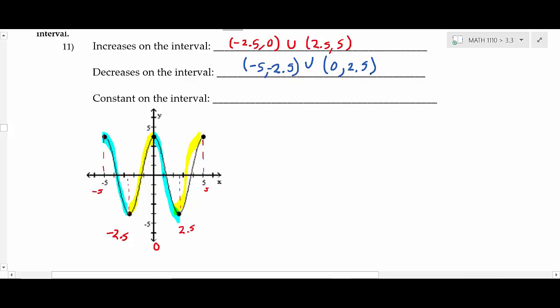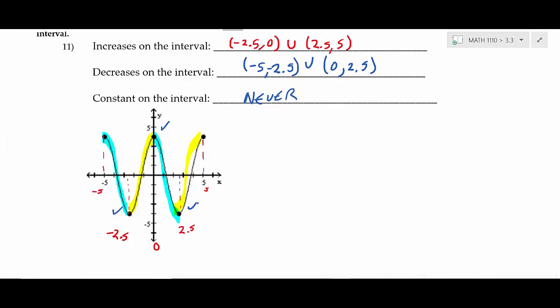Is it constant ever? No. What does constant mean? It just means it's like level for a certain interval like that. So there's no place where that one is constant. So we'll just say it's never constant like that. Okay, now these points right here are kind of neutral. Whenever it changes from increasing to decreasing, we don't include that in the interval.